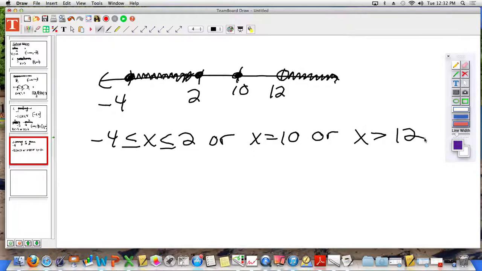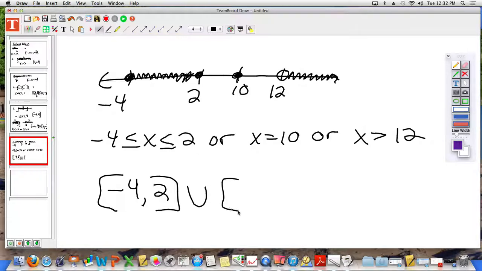Now we need to do an interval notation. Where does the shading begin? -4. It ends at 2. What punctuation do I use with the -4 and the 2? Brackets. -4, 2. Or U. What do I do about that 10? Bracket 10 bracket. Or parenthesis 12, comma, infinity. Very nice.